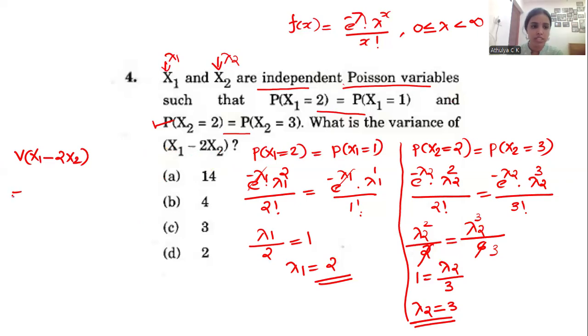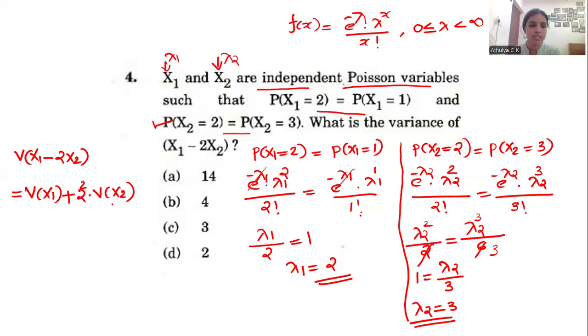We can write it as variance of x1 plus 2 square into variance of x2. Here the covariance terms will be 0. Why? Because in the question it is already said that x1 and x2 are independent Poisson variables. So the covariance terms will be 0.